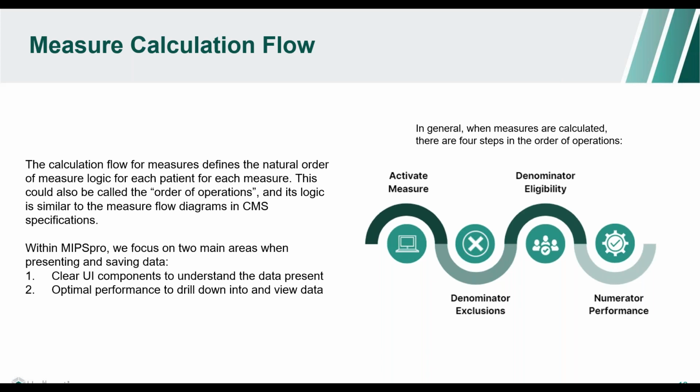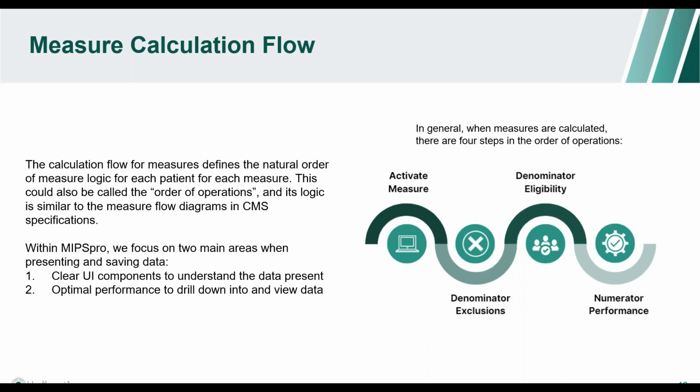As part of each measure specification document, CMS does provide a measure flow diagram which illustrates the step-by-step logic for each measure. This can also be thought of as an order of operations, and MIPSpro does focus on presenting this data clearly to the user so that it's able to be interpreted with ease. In addition, MIPSpro provides optimal performance when drilling into the data. So the flow of measures generally takes 4 steps, as you can see in the graphic to the right.